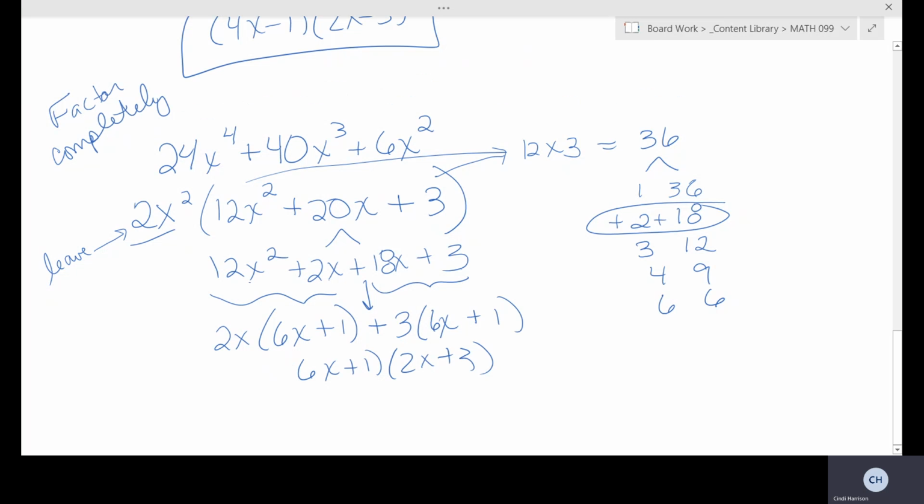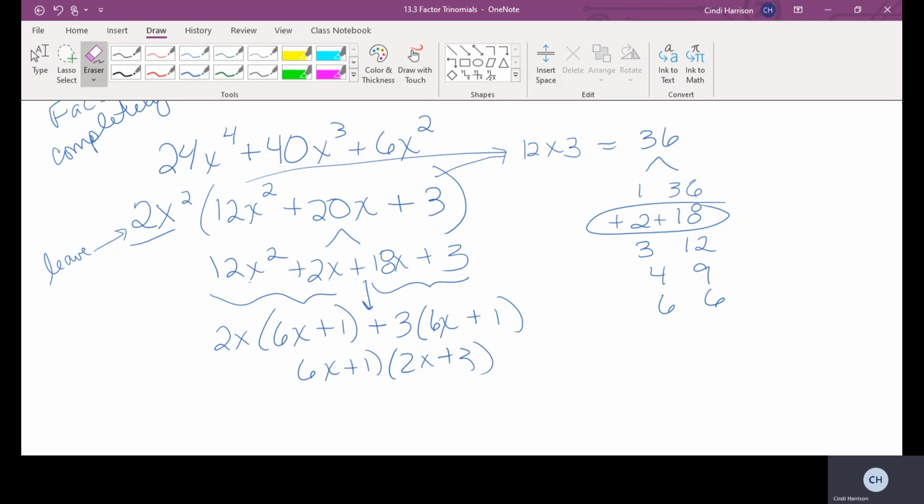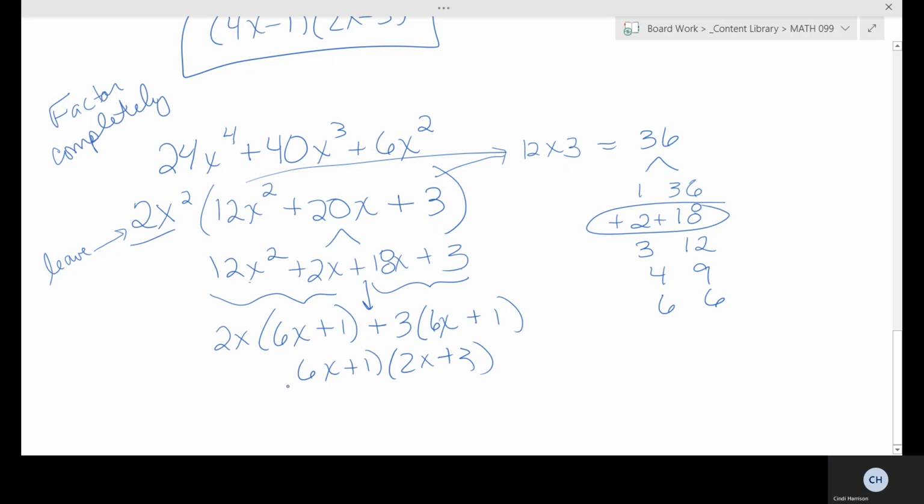And I started wrapping this up too soon because I was talking at the same time. I'm not done yet because I need to remember to bring down this factor. Now I'm finished. So we end up with 3 factors this time.